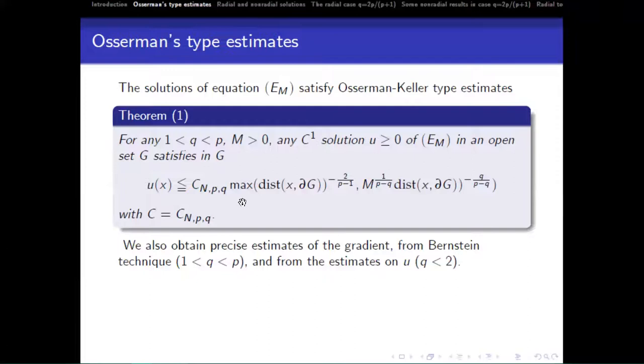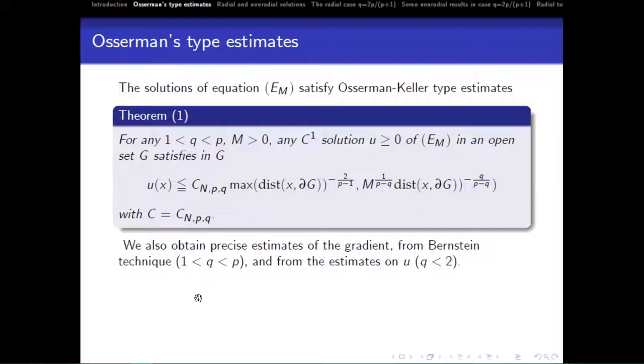So the first thing for this equation is that the solution of the equation satisfies the Osserman-Keller estimates. When q is less than p, that we supposed, and m is positive, any positive solution of the equation in an open set satisfies u less than a universal constant times the maximum of the distance to the boundary to the minus alpha, and a constant linked to m times the distance to the boundary to the minus gamma. And it is quite easy to prove this phenomenon.